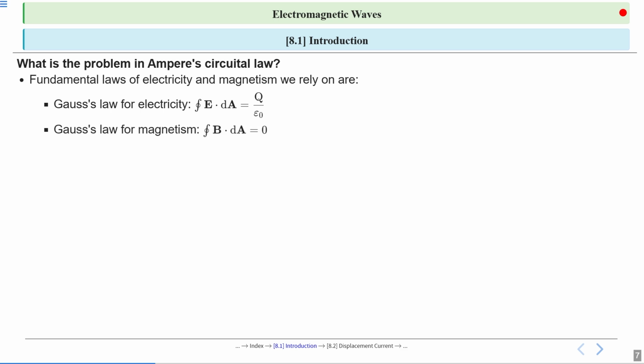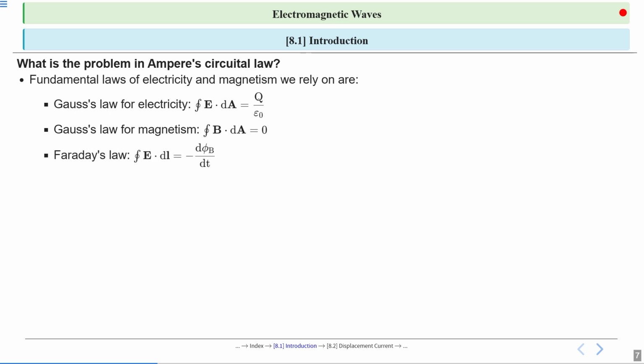Another law, Gauss law for magnetism, which we have discussed, is the closed integral over a closed surface of B dot dA, the magnetic flux through any closed surface, which is always equal to 0. That means magnetic monopoles do not exist. Magnetic field lines form closed loops, due to which outward flux equals inward flux. That's why the net magnetic flux through any closed surface is always 0. That was Gauss law for magnetism.